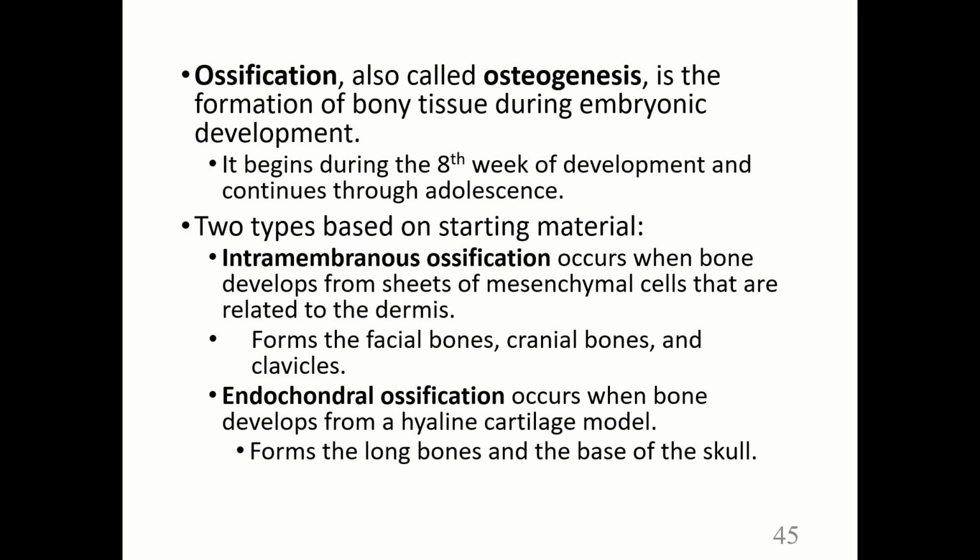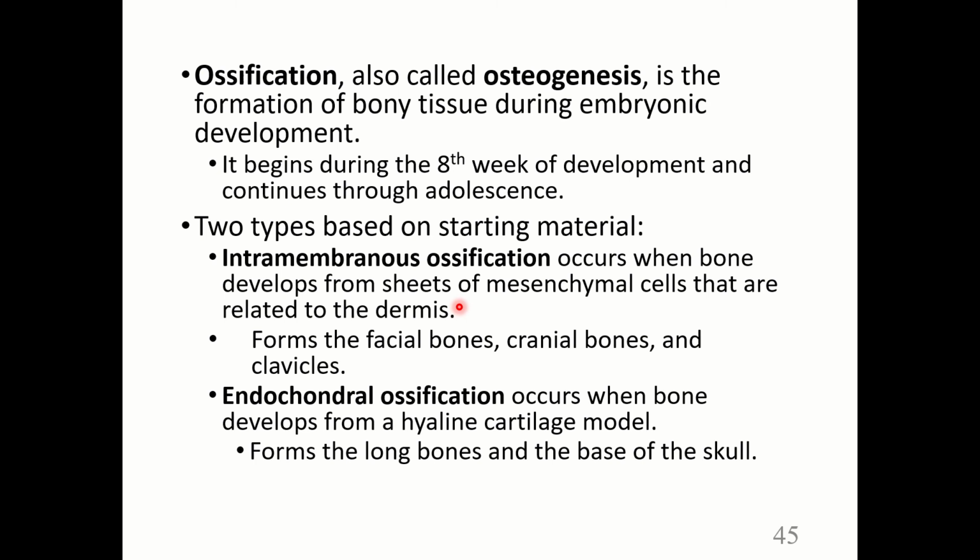Intramembranous ossification occurs when bone develops from sheets of mesenchymal cells that are related to the dermis. This forms the facial bones, cranial bones, and clavicles. So let me put this into English for you. Intramembranous ossification is going to stem from mesenchyme. Mesenchyme is the starting embryonic tissue layer for all connective tissues. And in this case, these particular mesenchymal cells are related to the dermis, meaning the skin.